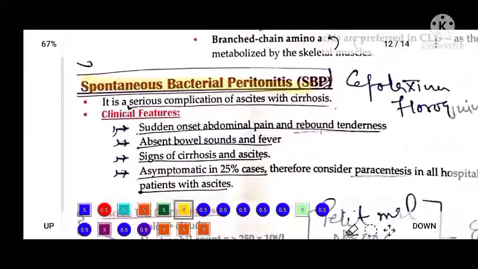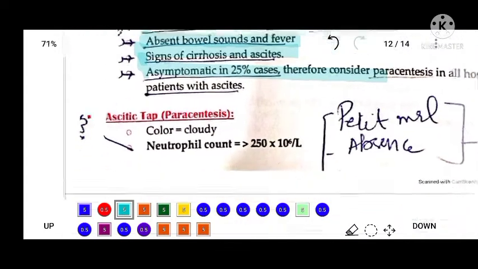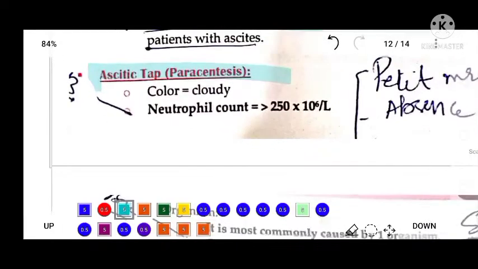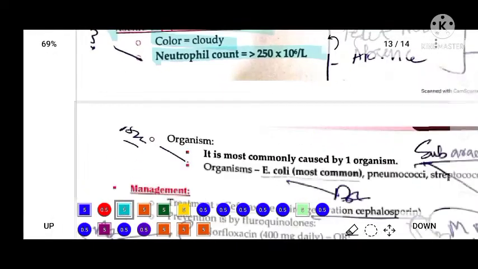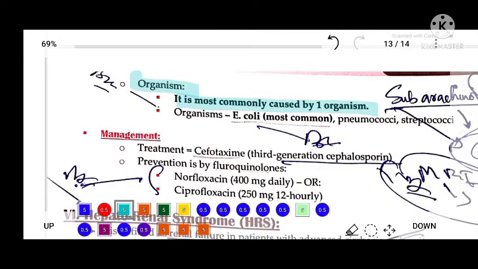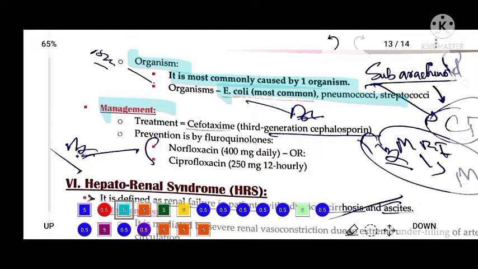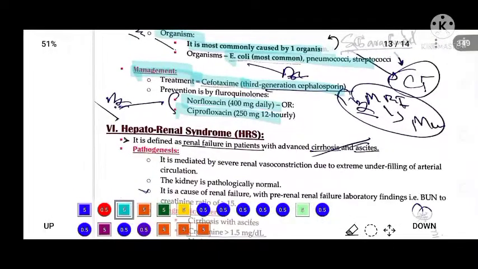And another complication is spontaneous bacterial peritonitis. Peritonitis means inflammation of the peritoneum because of bacterial infection. It is a serious complication of ascites. Clinical features are sudden onset abdominal pain, tenderness, absent bowel sounds, fever, and signs of cirrhosis and ascites will be there. Ascitic tap or paracentesis will show cloudy color, neutrophils will be increased, and the organisms most commonly present are E. coli, pneumococci, and streptococci. Management of SBP is cefotaxime and norfloxacin along with ciprofloxacin. In this way, these complications occur.